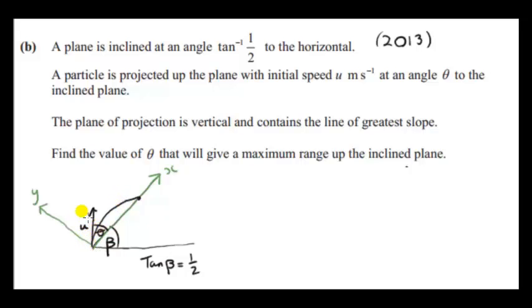So again, we can imagine different scenarios. The particle might be launched at this angle, but these vectors have the same magnitude, or it could be launched at this angle here. So we want the launch angle that maximizes the range.